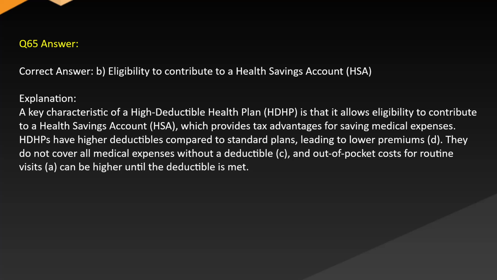Explanation: a key characteristic of a high-deductible health plan is that it allows eligibility to contribute to a health savings account (HSA), which provides tax advantages for saving medical expenses. HDHPs have higher deductibles compared to standard plans, leading to lower premiums. D. They do not cover all medical expenses without a deductible. C. Out-of-pocket costs for routine visits. A. Can be higher until the deductible is met.